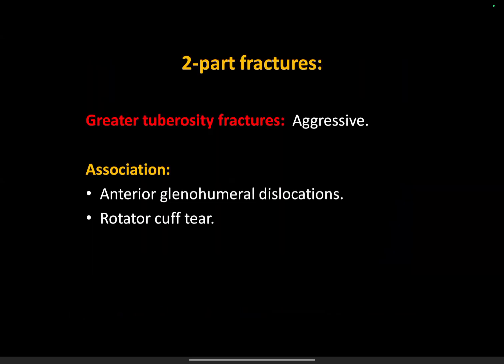If the two-part fracture affects the greater tuberosity, then it's quite aggressive. As I mentioned earlier, if it goes down, it doesn't go down alone. It takes other structures down with it. So basically, there could also be anterior glenohumeral dislocation or also rotator cuff injury or tear.